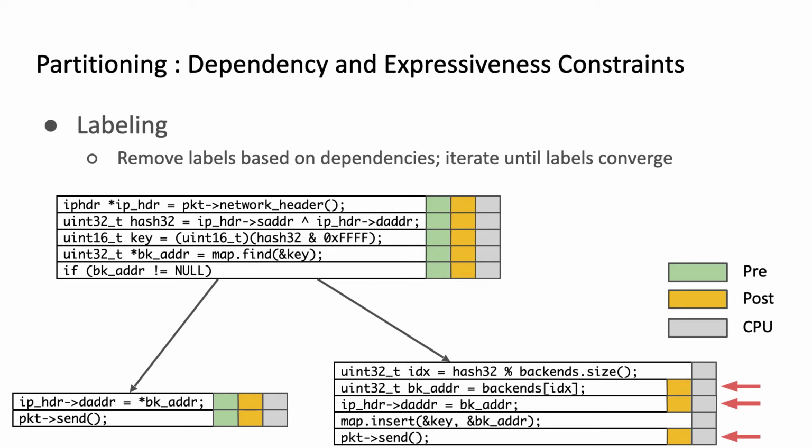Gallium will then need to consider the dependencies between each operation. For example, for these three operations, because they depend on operations that can only be assigned to the Middlebox server stage, these operations cannot be put on the pre-processing stage and have to have their pre label removed. Similarly, this operation's result is being used by a table insertion, which can only be placed on the Middlebox server stage. Therefore, this operation itself cannot be put on the post-processing stage and has to have its post label removed. Note that Gallium will need to perform this label removal following dependencies iteratively until no more labels can be removed.